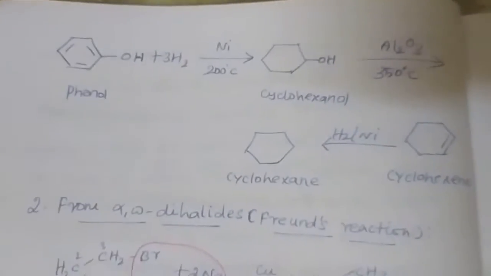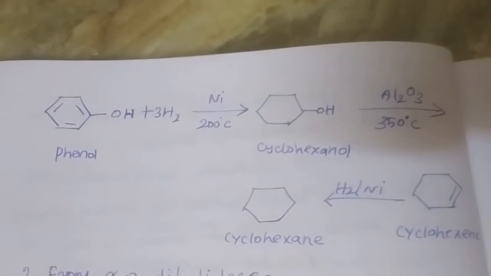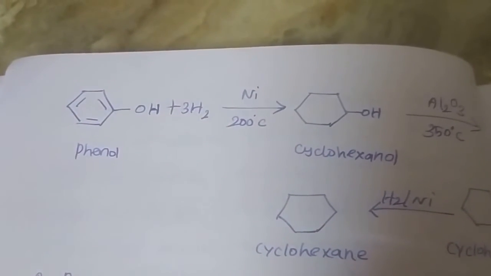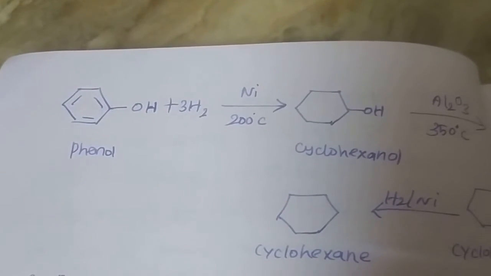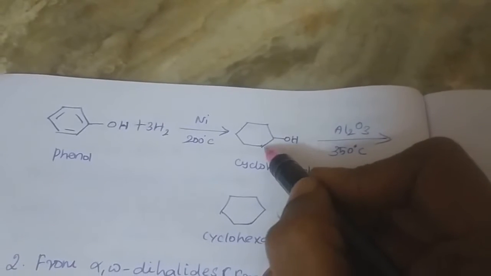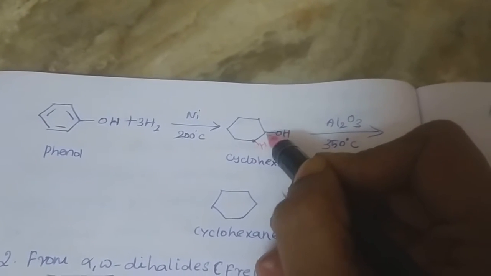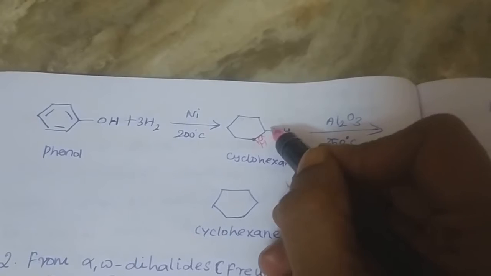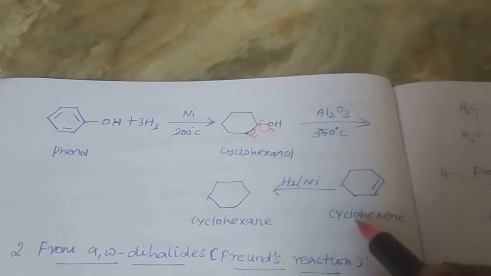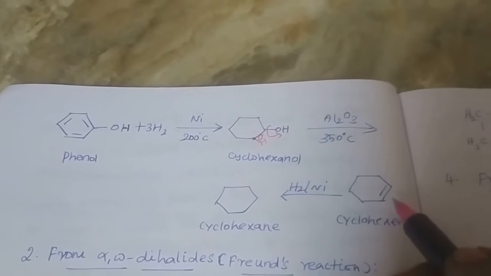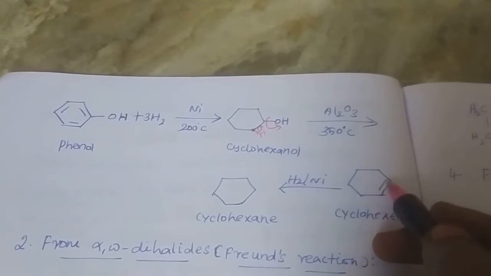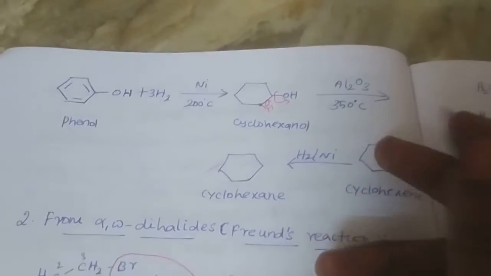So next, cyclohexane is prepared from phenol. So phenol is reduced to cyclohexanol and it is treated with alumina. So here 1 mole of water is eliminated. So this bond is shifted here, so one double bond is formed here. So you get cyclohexene. This undergoes reduction, so this double bond is reduced to get cyclohexane.